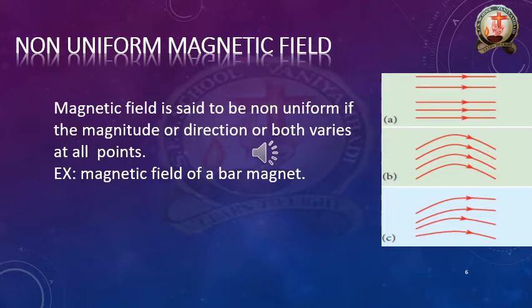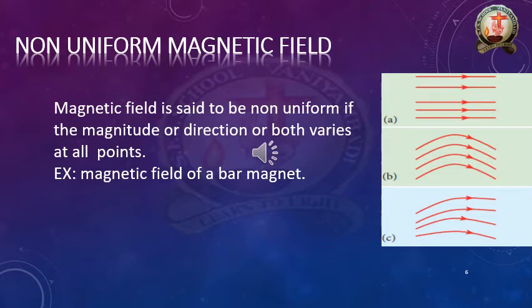Okay, direction means you can observe that arrow marks. So the magnitude is not the same, and the direction is also not the same. Both are different at all the points. So in these conditions we should say this magnetic field is the non-uniform magnetic field.